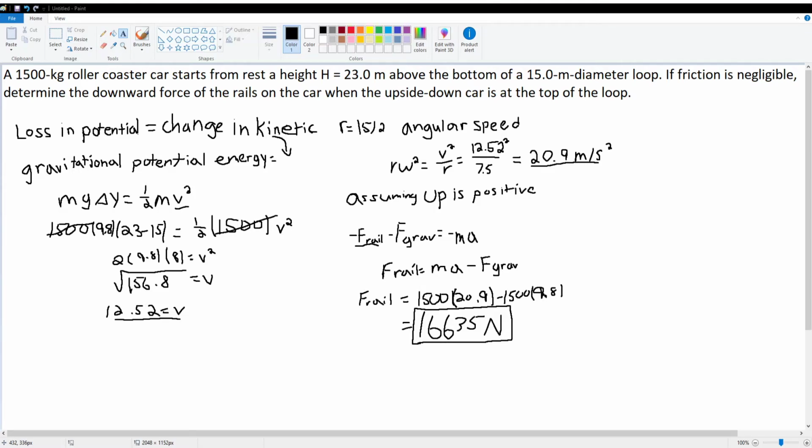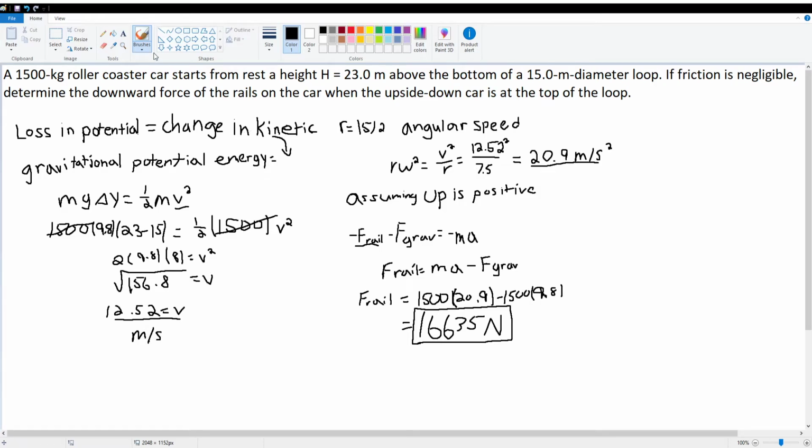And the reason we want to find velocity is so we can find angular speed. And the reason we want to find angular speed is so we can find the forces down here. But for right now, we just want velocity. And we get the velocity is 12.52 meters per second.